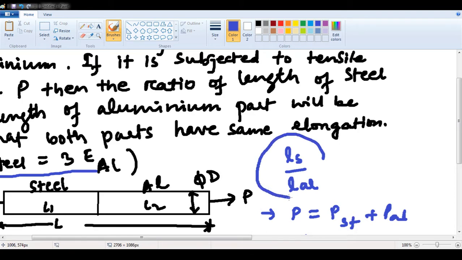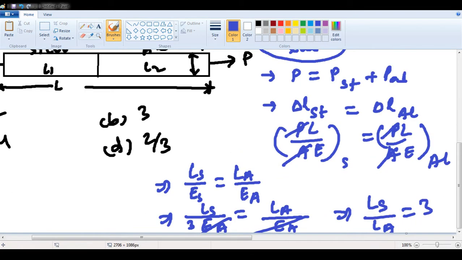The question was asking the ratio of LS by LA. How much did we get? 3. So the answer for this will be 3. So you can see how easy the question is. The only thing is that you should know how to approach a question properly. Clear?